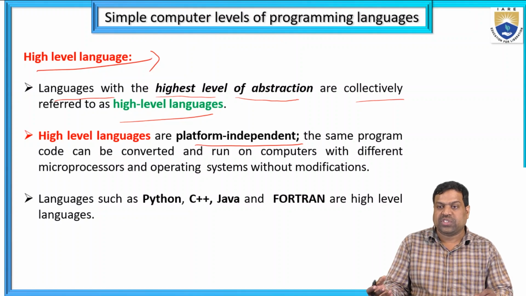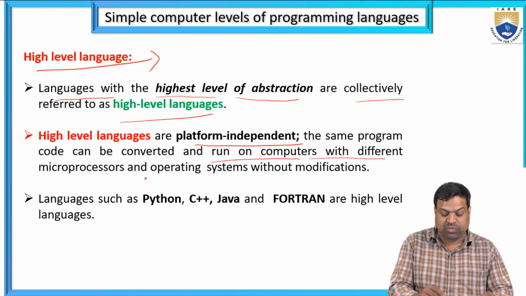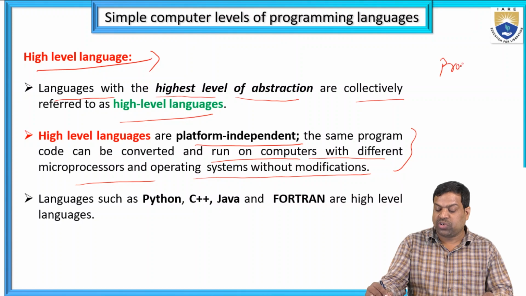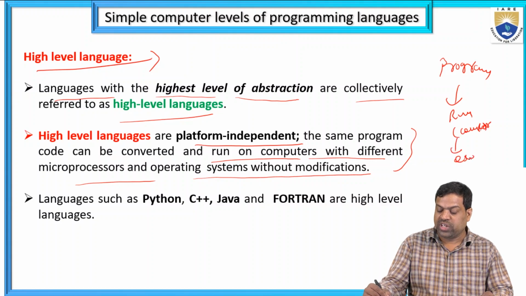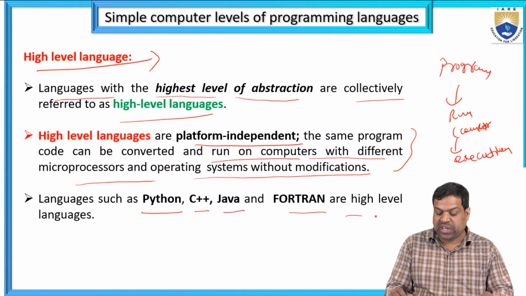Platform independent means the code you write can be converted and run on computers with different microprocessors and operating systems without modification. First you write a program and run it on a computer, then we go for the execution and get the output. You can write your program in Python, C++, Java or Fortran, any language.